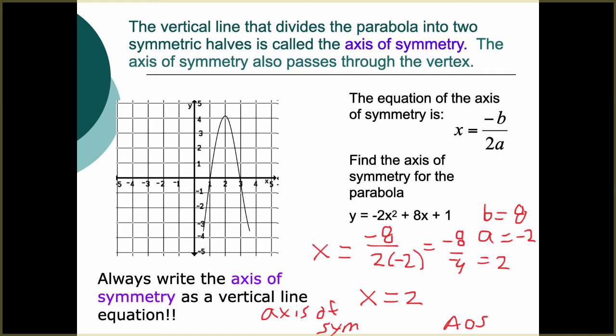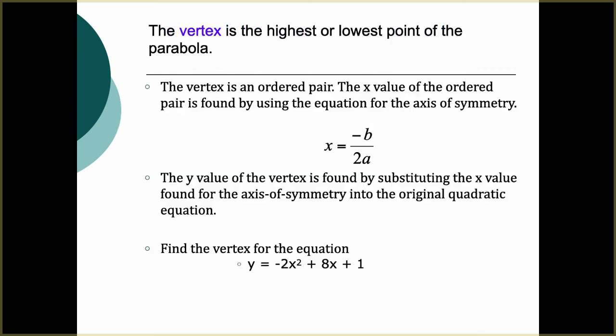And if we have a parabola and we're going to draw the axis of symmetry, we will actually draw it as a dashed line through x is 2. We always write the axis of symmetry as a line equation, x equals. Don't forget that. Always write it as a vertical line equation, x equals the number.